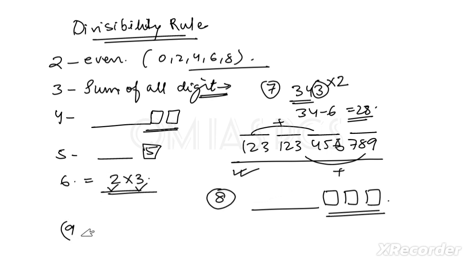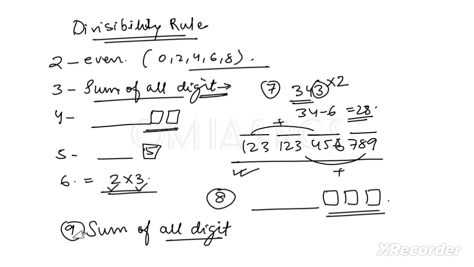For 9, the same thing: the sum of all digits should be divisible by 9, not 3. Fine. 10 is easy. For 10, the last digit should be 0.